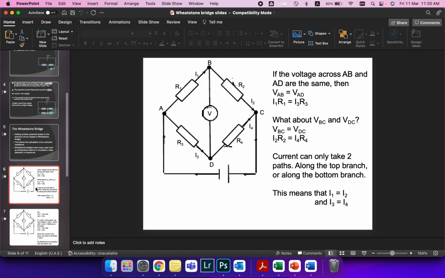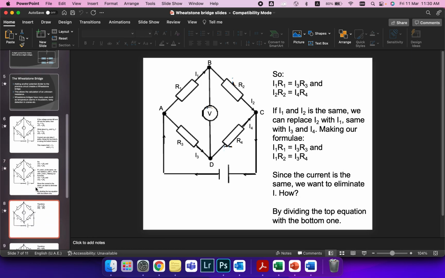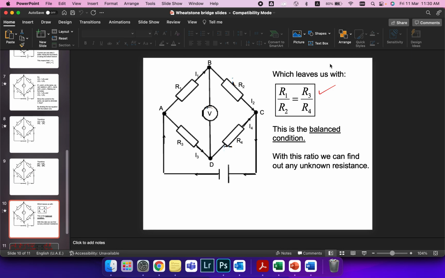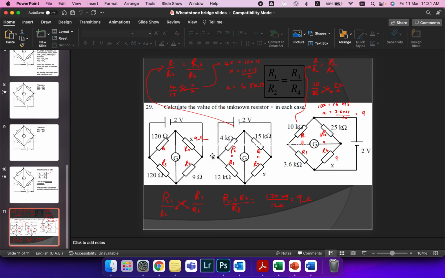It is self-explanatory in the PowerPoint, so you can follow it through. What you do need to know is the final formula, which will simply be R1 over R2 equals R3 over R4. R1 and R3 should be equal anyway because they are in parallel. R2 and R4 should be equal. They are in parallel, considering the voltages we're talking about. So this is the rule. R1 over R2 equals R3 over R4, and then you can go ahead and solve for anything.